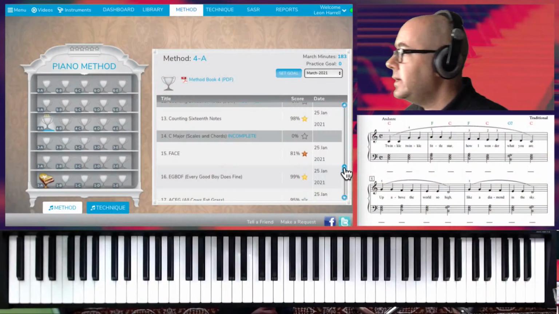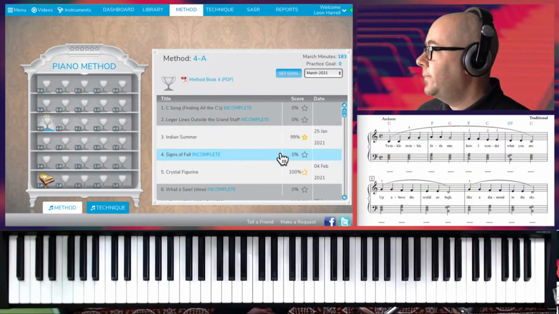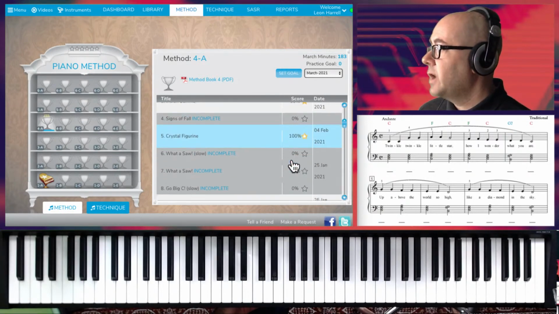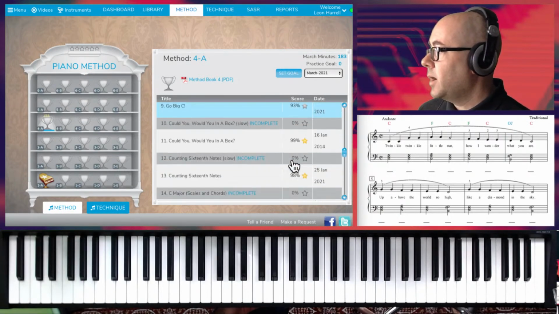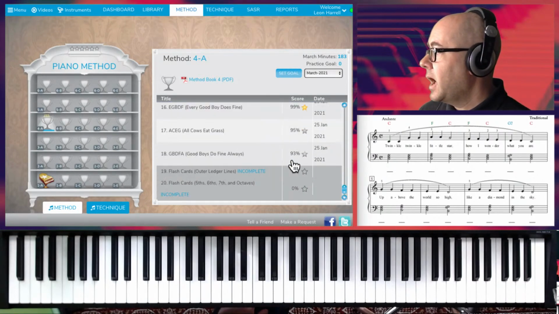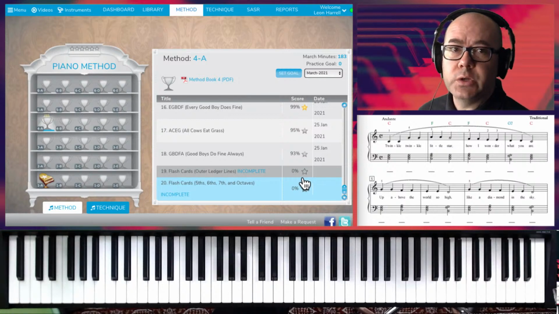So we're going to be talking a little bit more about ledger lines, how to read those outside of the grand staff. We'll be talking a little bit more about 16th notes, how to count those and subdivide those. And then just a little bit more on note identification and maybe note agility.